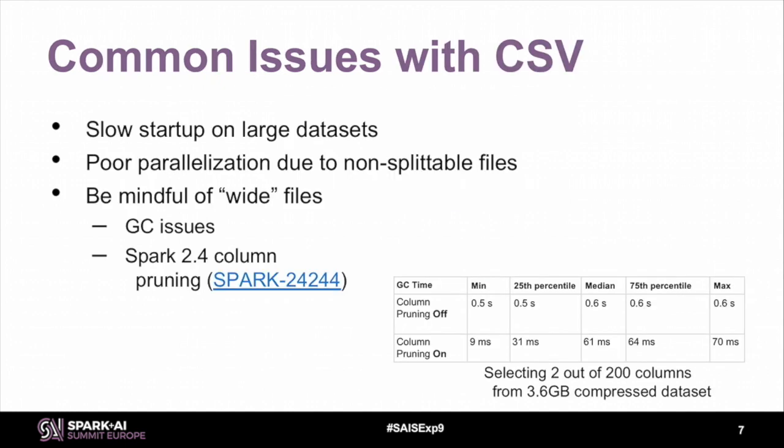A few ways that these issues can manifest is, one, it can be slow to start up your job. This can happen if you're using what's called infer schema. This is where Spark will essentially scan your data set to figure out what are the appropriate types for the columns in the data set.